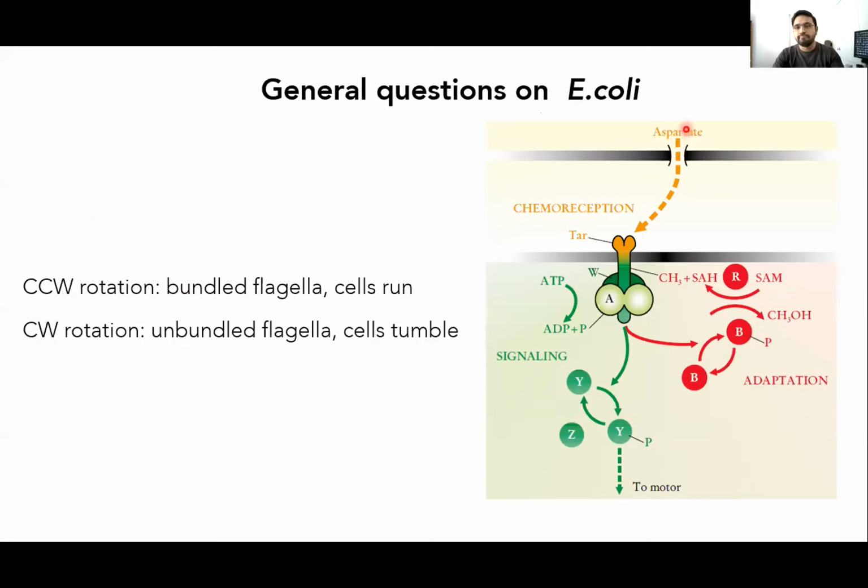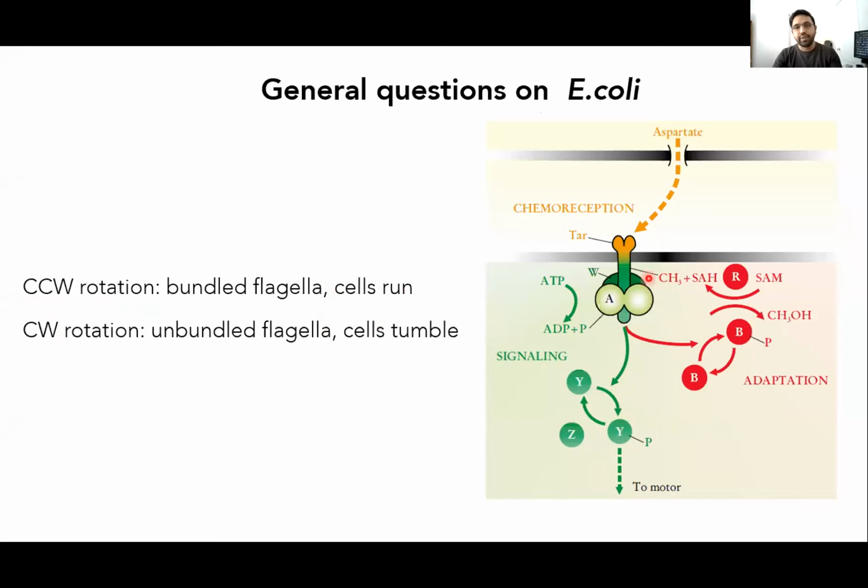Now, when aspartate binds to TAR, it reduces the catalytic activity of A, which acts as a catalyst in this Y to YP reaction. And it reduces the concentration of YP. And YP is also being constantly degraded to Y by Z. So what happens is that there is an overall decrease in YP concentration inside the cell. So cells are more probable to remain in the counterclockwise flagellar rotation, and thus it keeps running towards the more aspartate rich region. That's how the chemosignaling works.